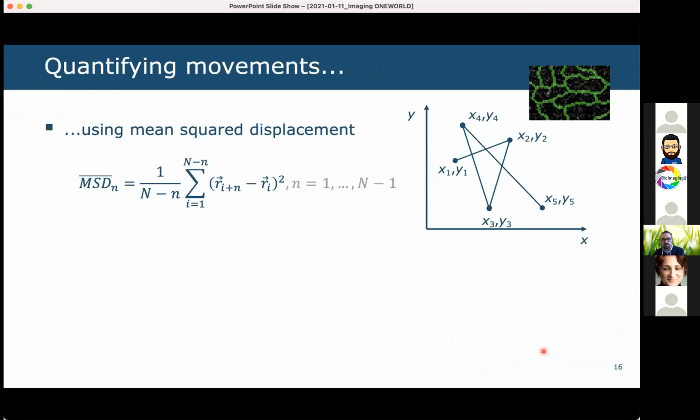Okay, now I have to show you two equations, because the question is, how can we analyze those two tracks here?